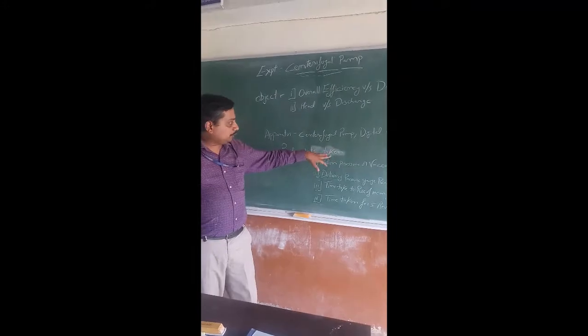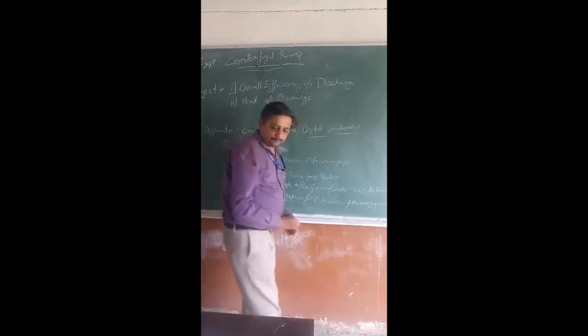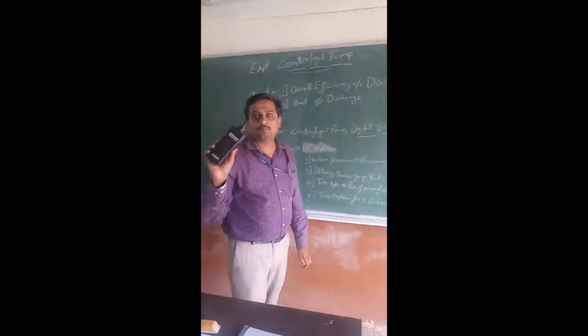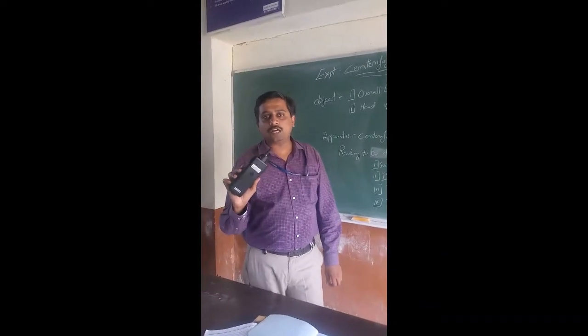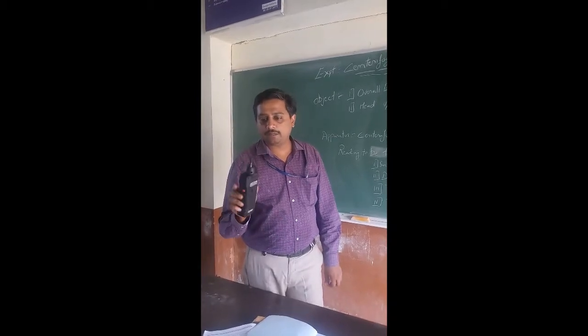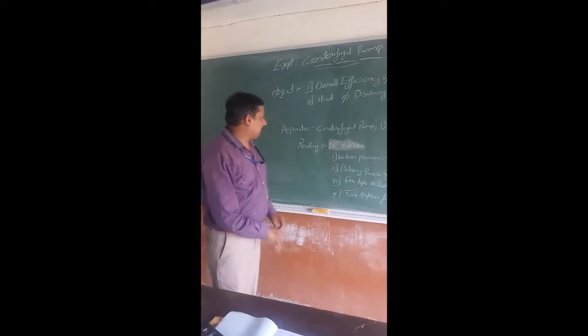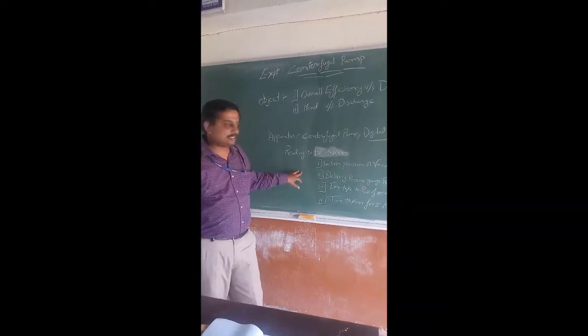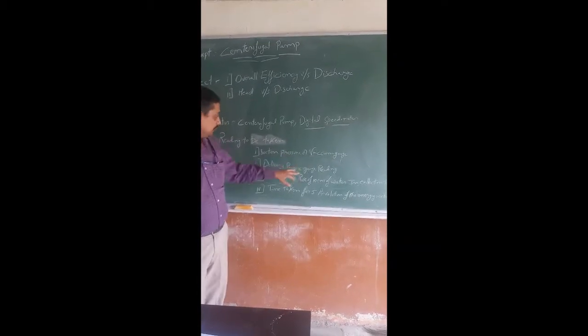The apparatus here uses a centrifugal pump and we are using a digital speedometer. This is a digital speedometer which we are going to use for the centrifugal pump to measure the RPM of that pump itself. So we are using this device. And the readings that should be taken in this experiment are suction pressure, or vacuum pressure you can say. That one we are going to take.